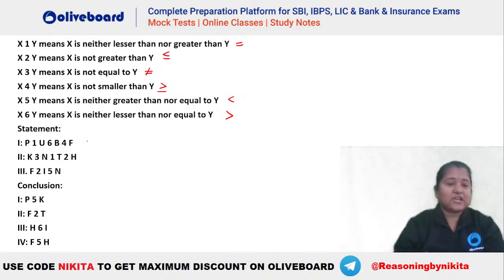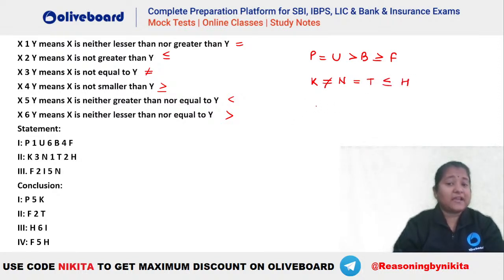So let's check out the first statement. What is the first statement? P = U, then U > B, and B ≥ F. So this is the first one, right? Then the second statement says K ≠ N. Then we have N = T and T ≤ H. This is the second statement.